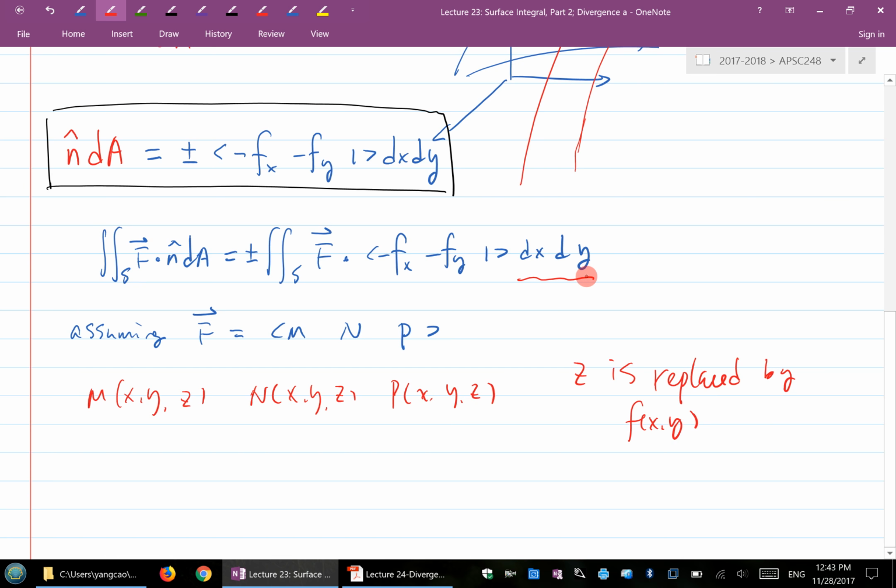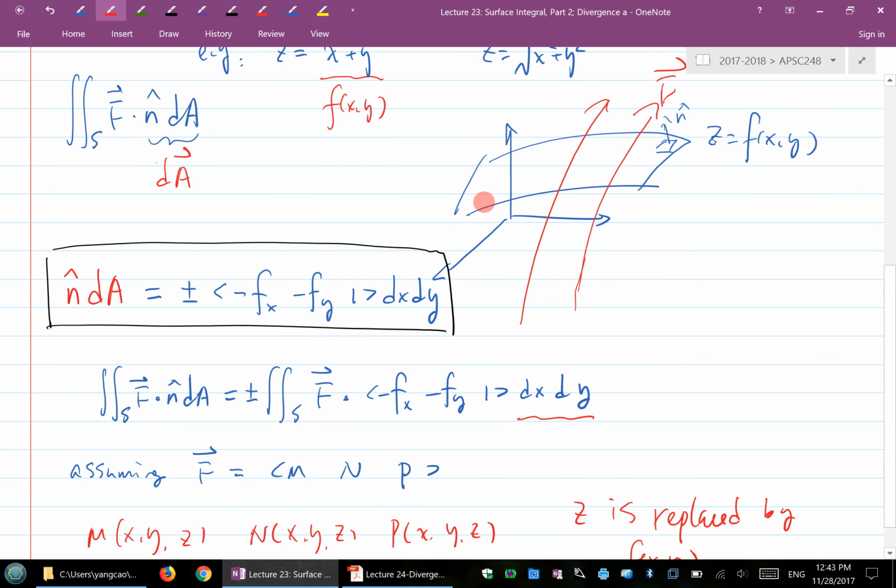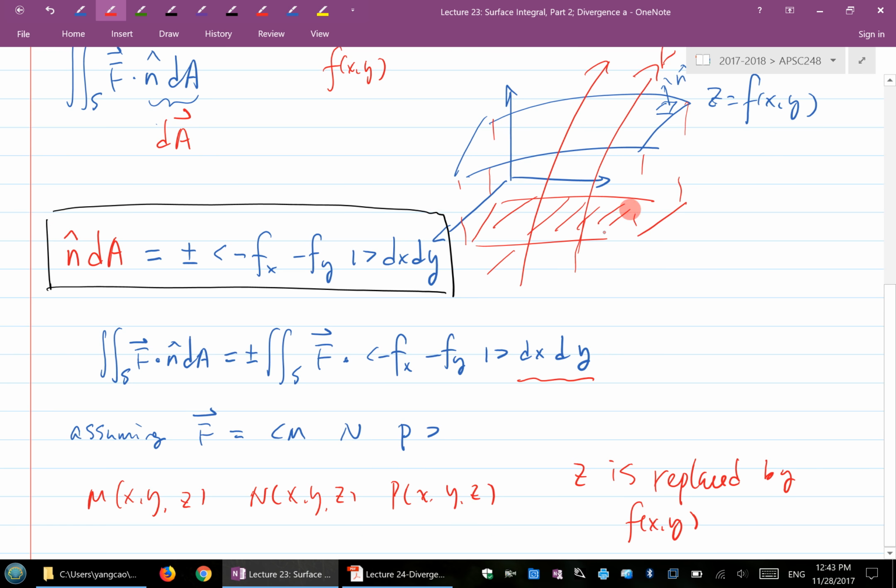The next question basically is, how do I find the limits for x? How do I find the limits for y? So that's how you can evaluate this integral, which is a double integral basically. Okay? So how do I find the x, y limits then? The x, y limits are actually quite easy. You find your x, y limits based on the shadow of your surface in the x, y plane.